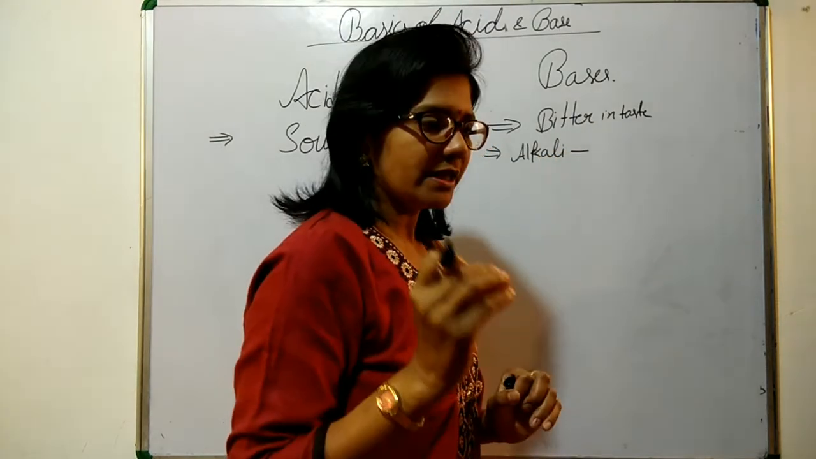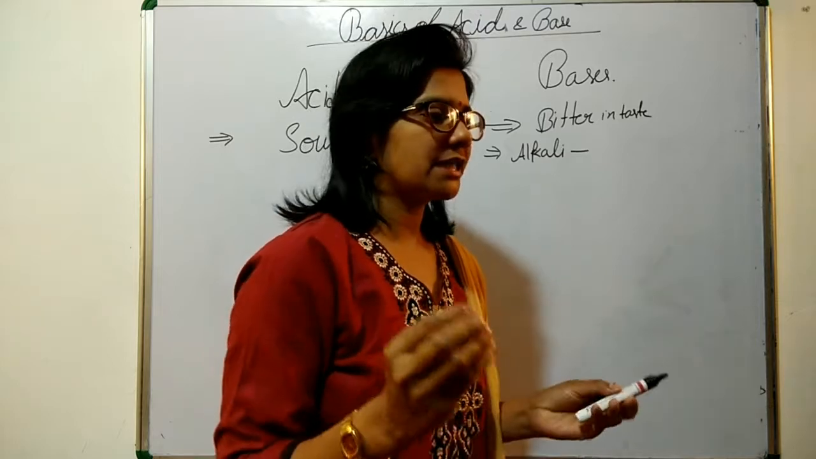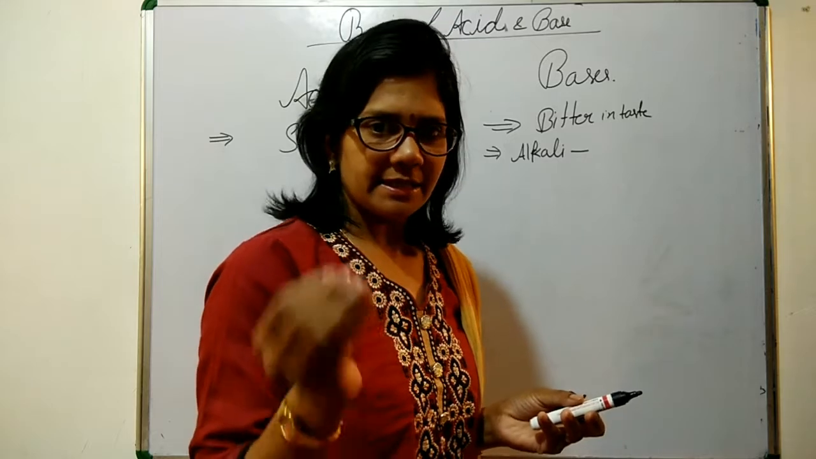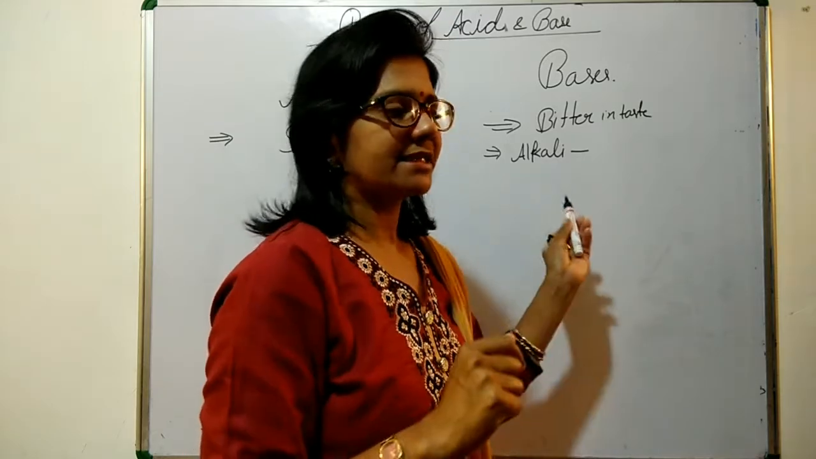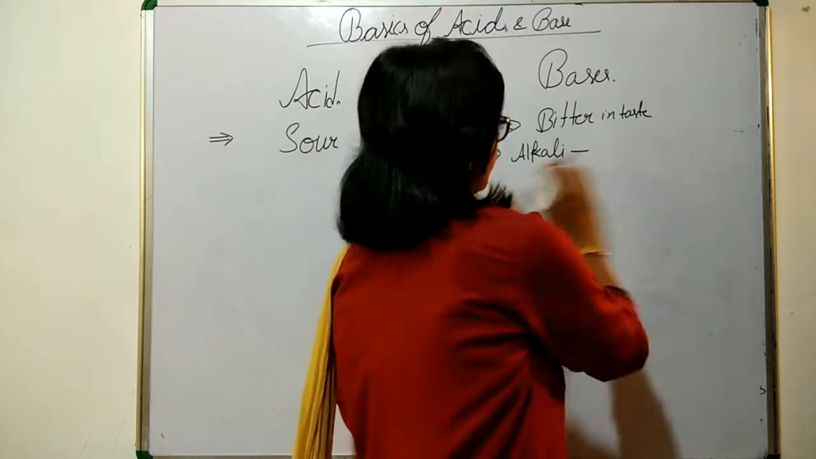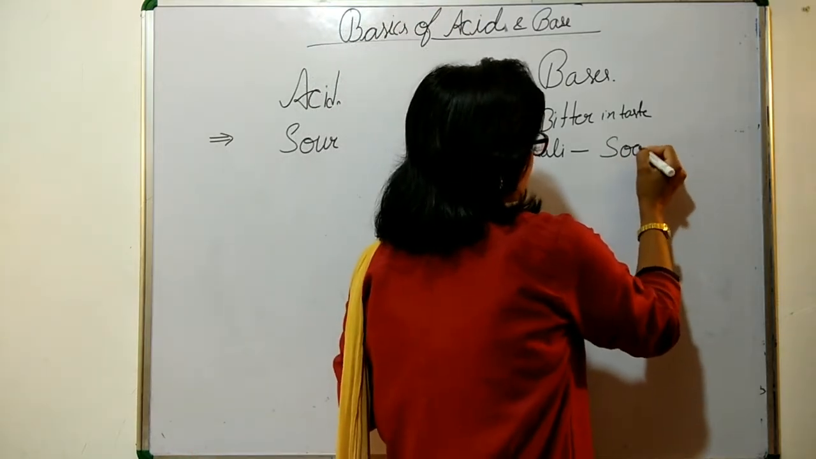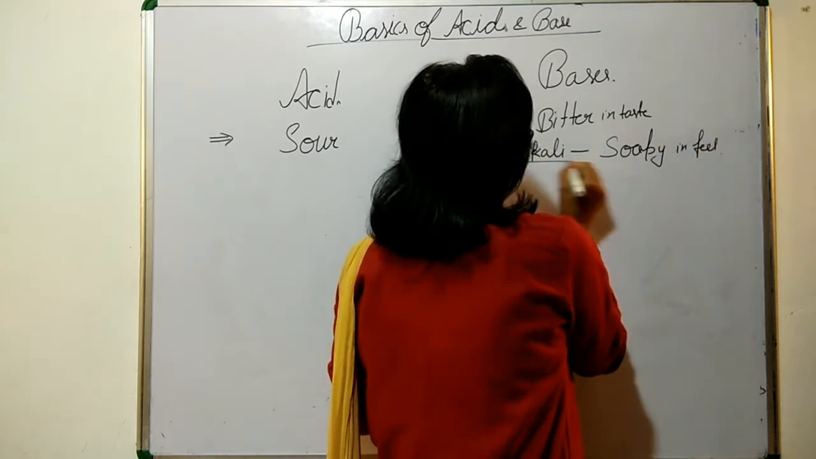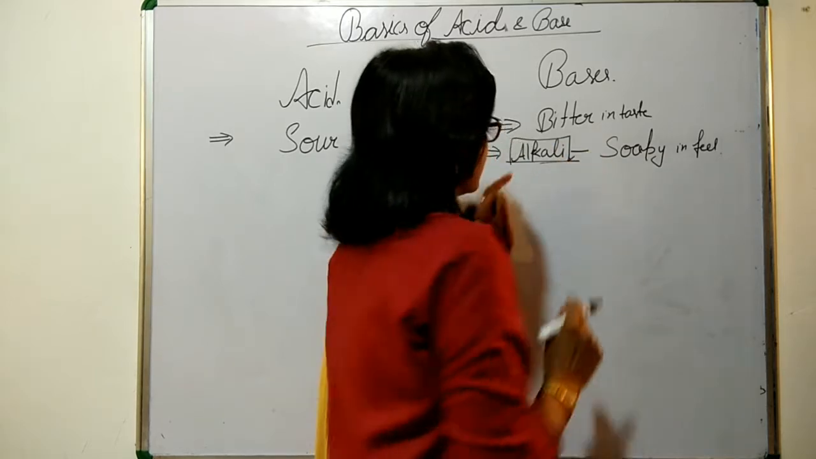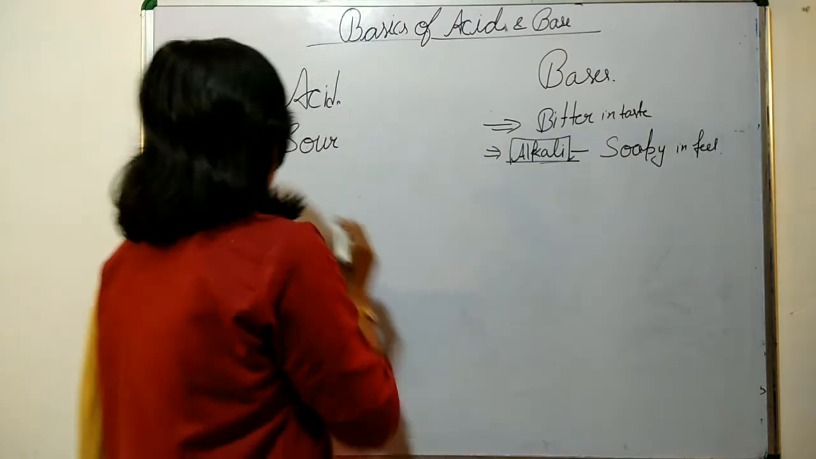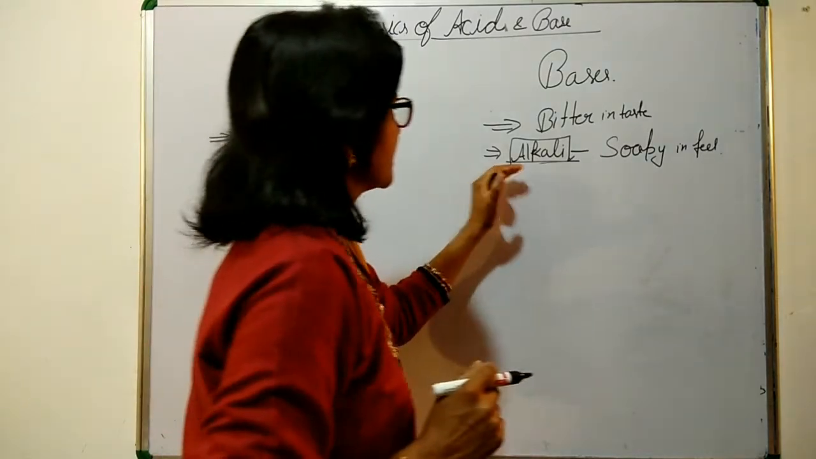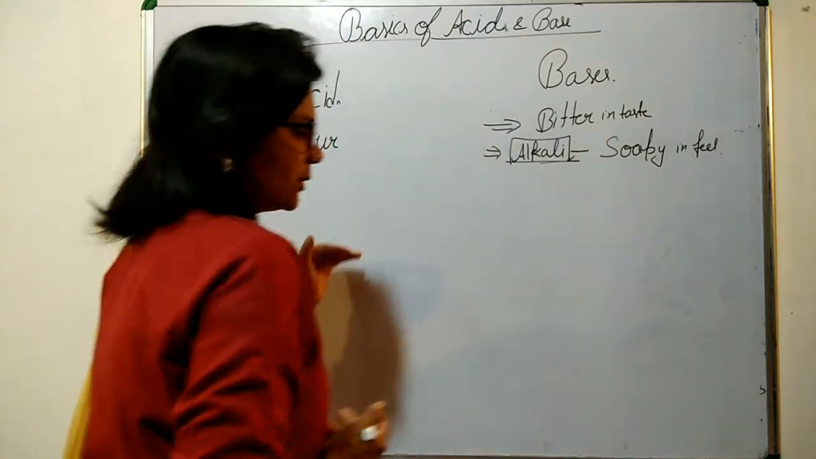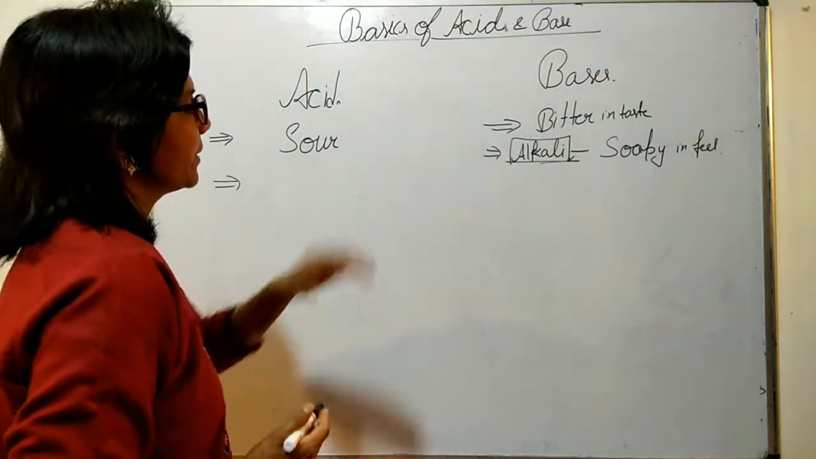If your base is an alkali, then it is soapy in feeling. For example, when you use your soaps or detergent, the same thing happens, because its soapy feeling is just because of this basic nature. So it is soapy in alkali. We'll discuss it later in this class. Then let's slowly and gradually proceed to the chemical property.